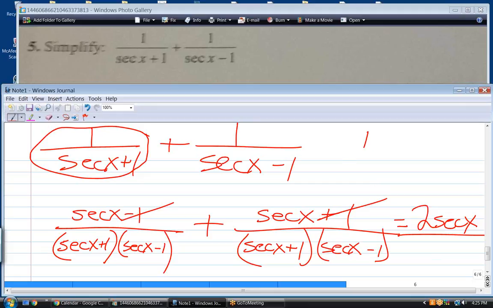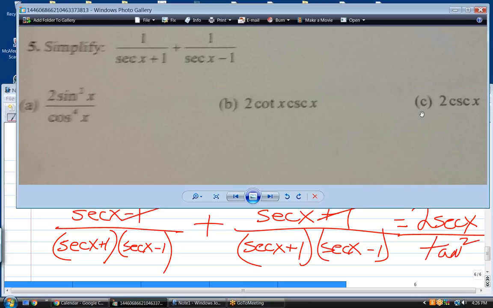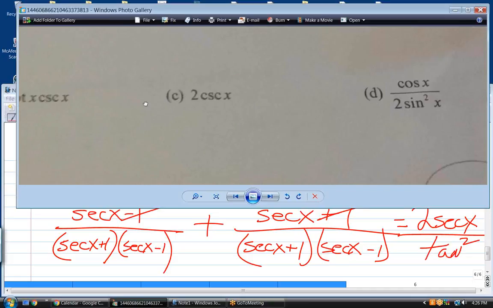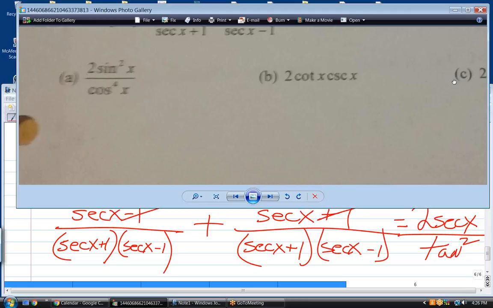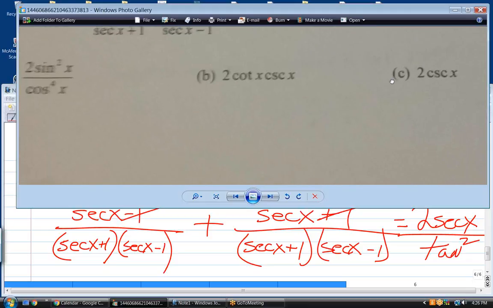Is that cotangent? No, tangent squared plus 1 equals secant squared. Yeah, that's right. Secant squared minus 1 equals tangent squared. And that's what we should see as an answer. That's not even close to any of the answers. No. Oh, it's close to B.